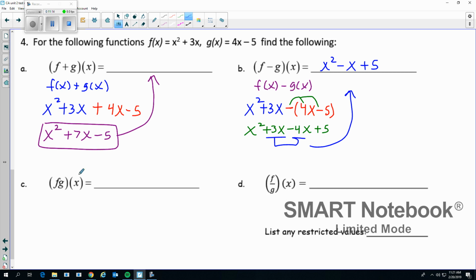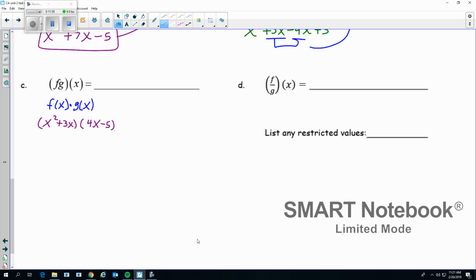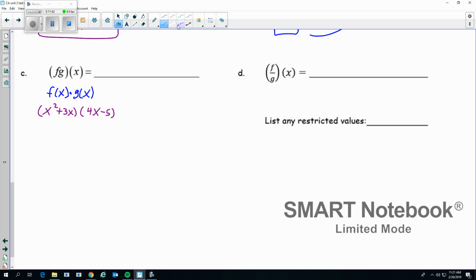Okay, the next part you're going to multiply. You're going to take the f of x function and multiply it by the g of x function. What we're going to have to do here is FOIL. So I'm going to write it down, and then I'll scroll up a little bit. We're going to have x squared plus 3x, and we're going to multiply that with 4x minus 5. This isn't too bad. We've done this before. We're just foiling.